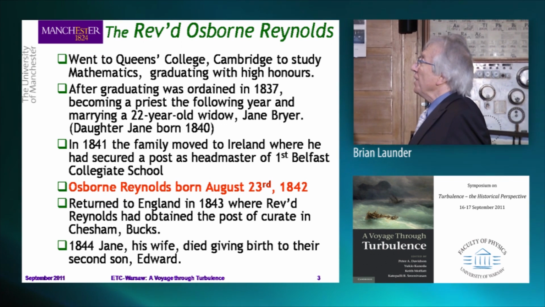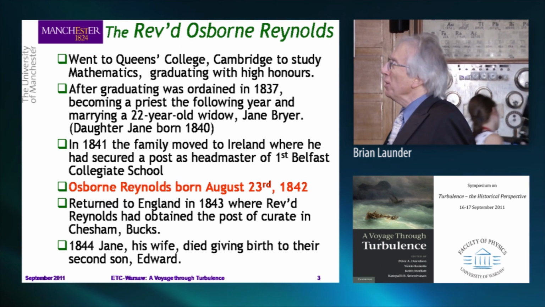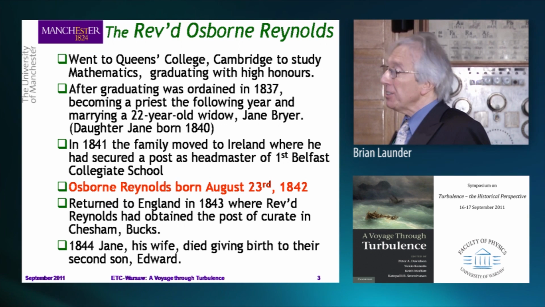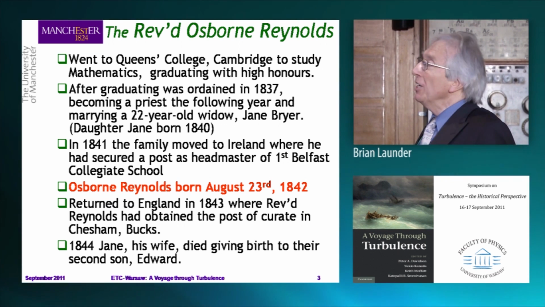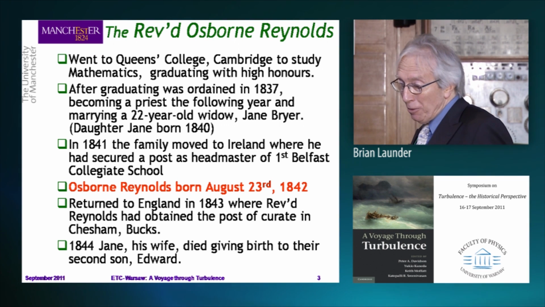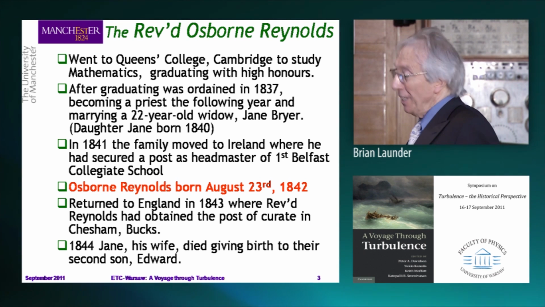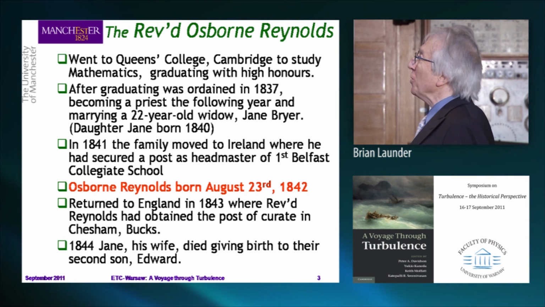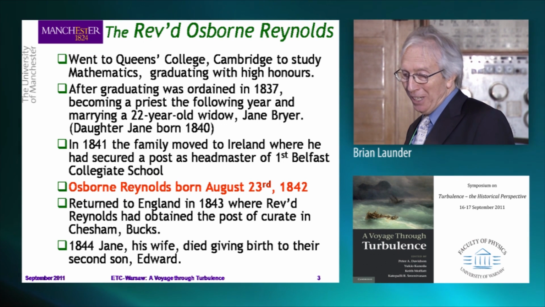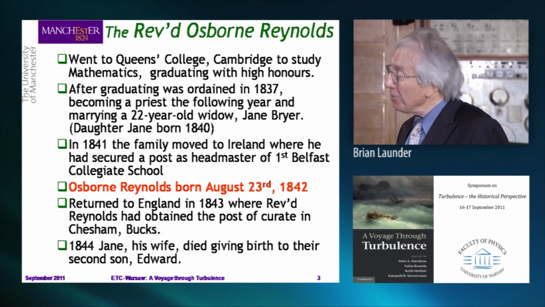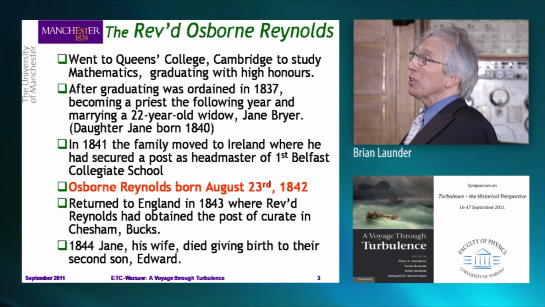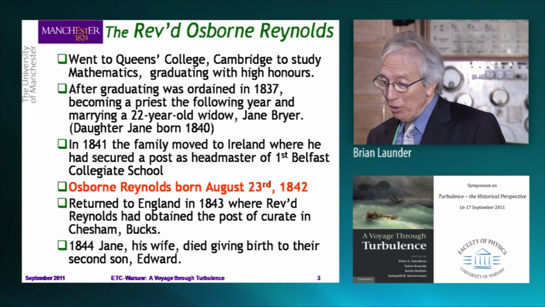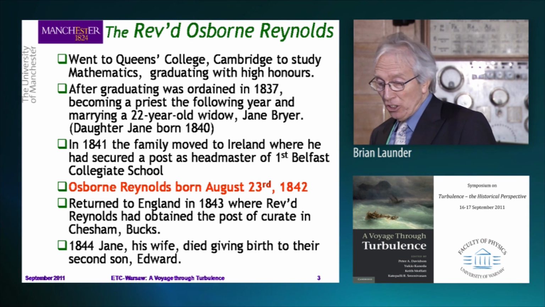It seemed probable that he wanted to get into the church, but I suspect it was a matter of a holding operation, waiting until a suitable opportunity arose, that in 1841 he moved with his young family to Belfast in Ireland to become headmaster of the first collegiate school there. It was there that Osborne Reynolds was born. The date will be known to many of you, however, this is what makes me think it was a holding operation. He was only there a couple of years, and then he returned to England, where he became curate at a church in Buckinghamshire.